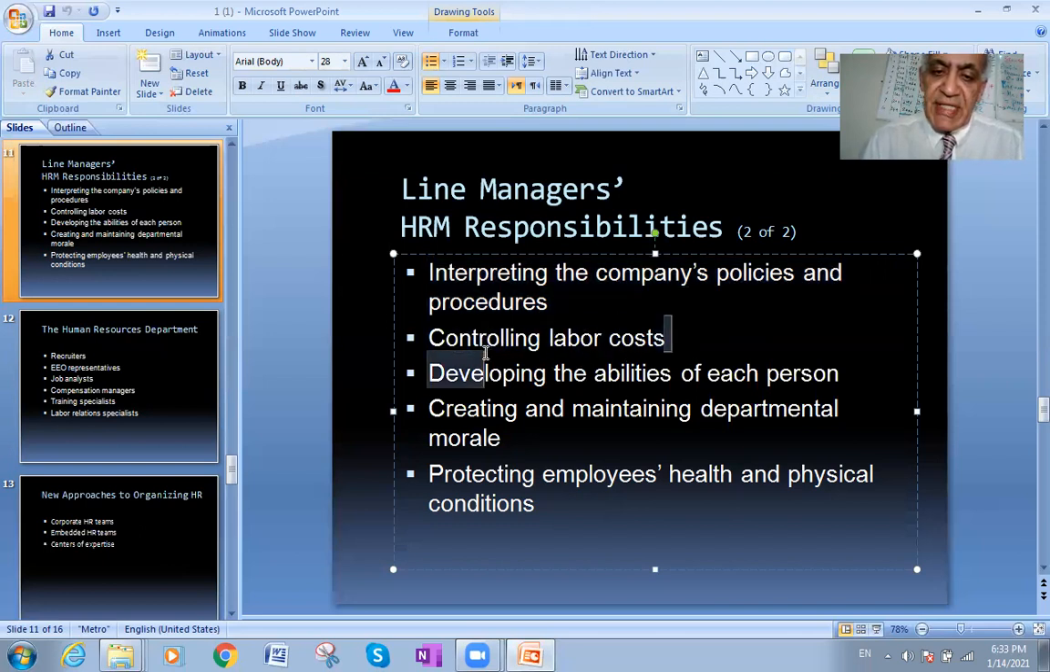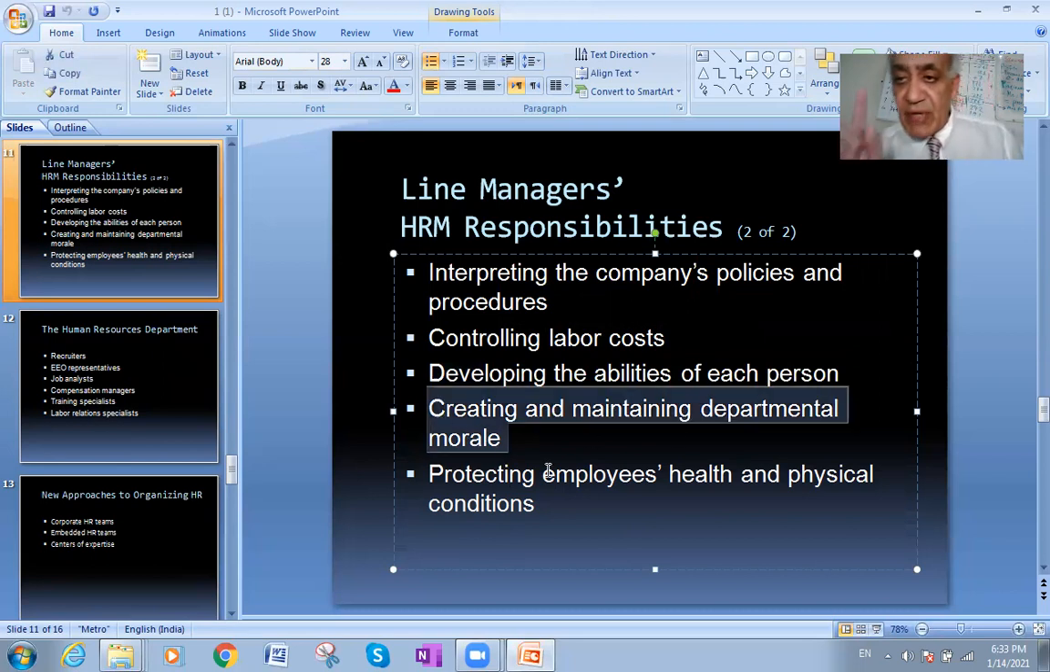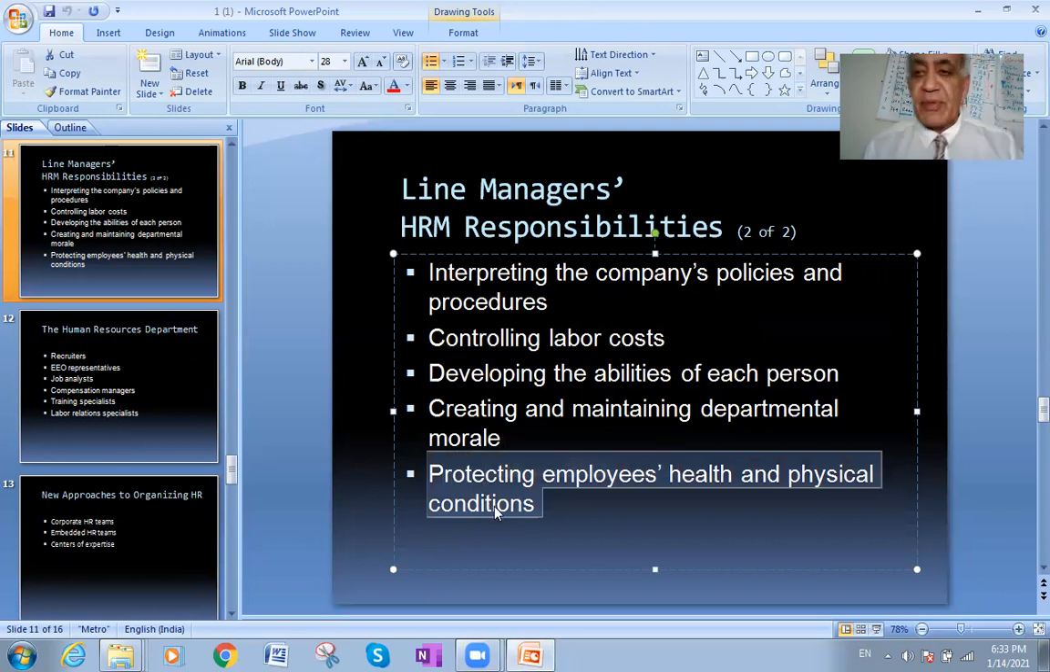Controlling labor costs, yes, that's true, because usually what the line manager does is always try to reduce the costs, because when I reduce the cost, I will reduce the total costs, then I will increase the profits. And this is the main measure of any manager. Developing the abilities of each person, creating and maintaining department morale. If the morale is high, then the productivity will be high. Protecting employees' health and physical condition. This is another point, that I have to protect their health and their physical condition. That's fine.